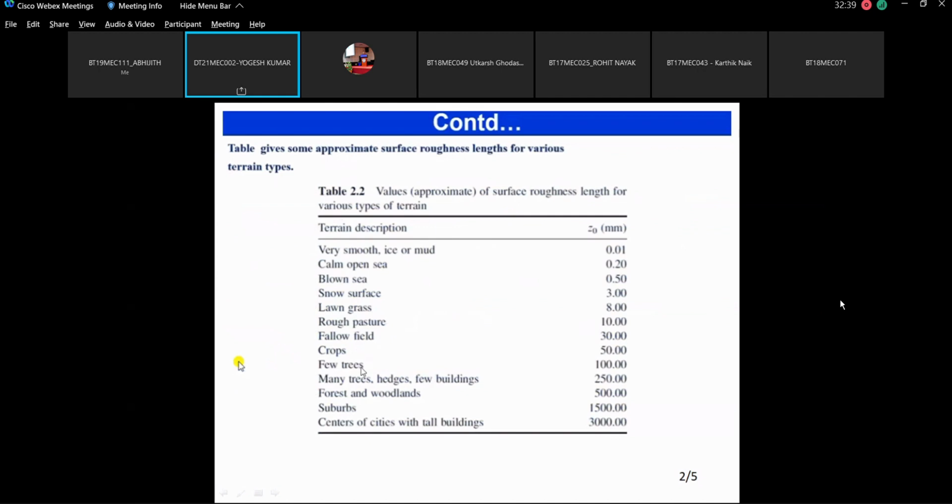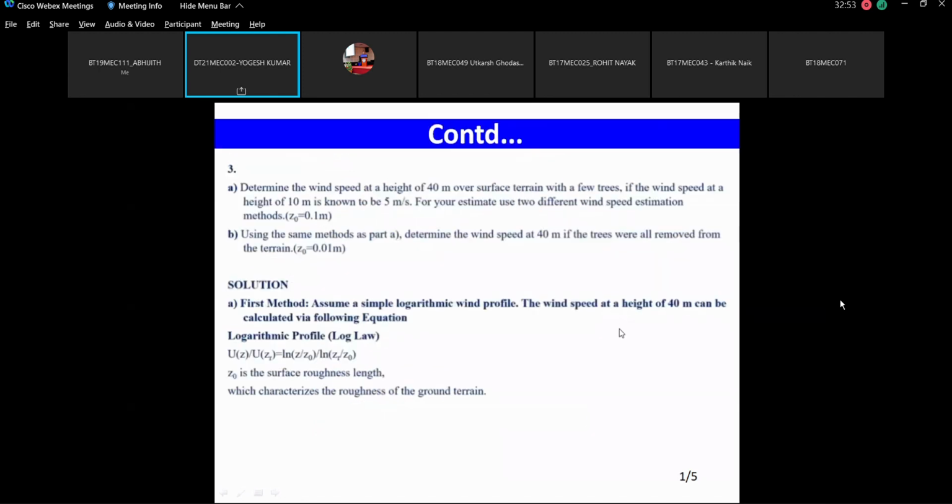So in this table, if we remove trees, then we have rough pasture, which is equal to 10 mm. Z naught is equal to 10 mm. So convert to meter. So Z naught is equal to 0.01 meter. So write down this question in your notebook.